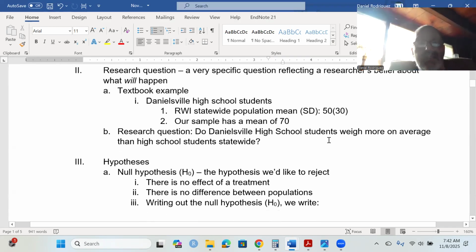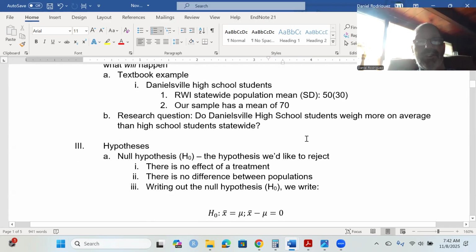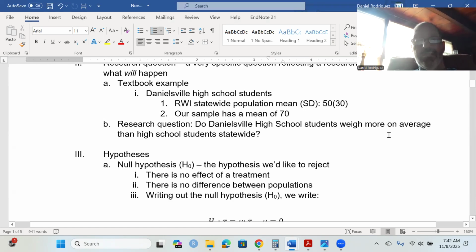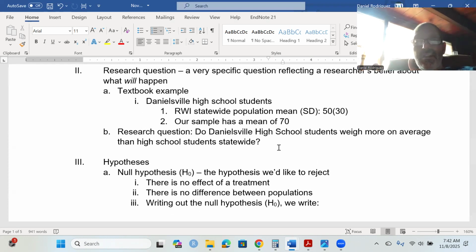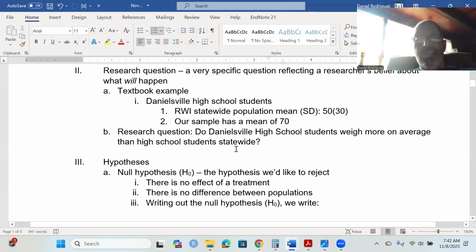So it's a little different than the last example. Research question is, do Danielsville High School students weigh more on average than high school students statewide? Okay, this is important, right? The data were collected before generating the hypotheses, and we saw that our sample mean was higher than the population mean. So when we ask our question, we'll say, is our sample statistically higher on the RWI than the population?